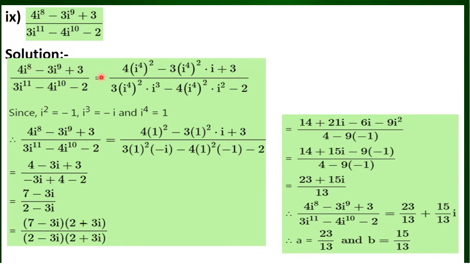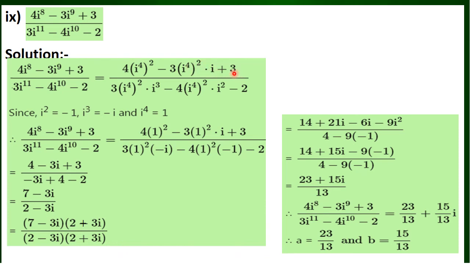We know i^8 can be expressed by dividing the exponent by 4 and writing the remainder. That is, 4i^8 is 4 times i^(4×2), and i^4 is 1, and 1 raised to 2 is 1 itself. So we get the first term as 4 only. Now the second term, i^9: i^(4×2) and one more i is left, that is 1 is the remainder, so we multiply by i^1, and i^4 is again 1, so we get 3i, and plus 3.